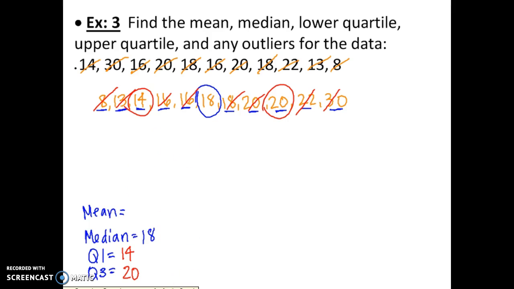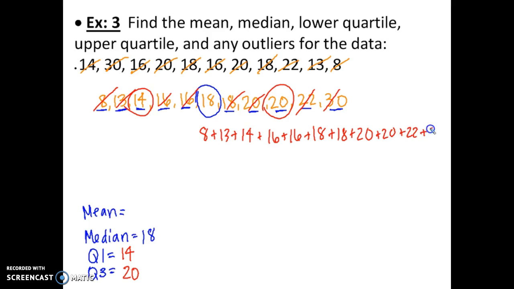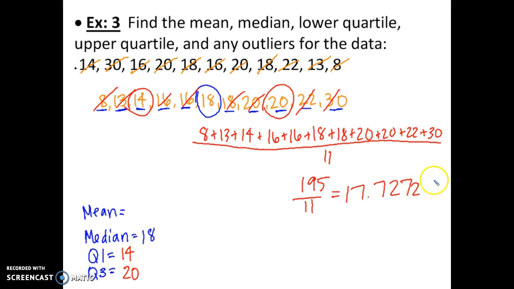Okay, to find the mean, we've got to add everything up and divide it. So we're going to say 8 plus 13 plus 14 plus 16 plus 16 plus 18 plus 18 plus 20, plus 20 plus 22 plus 30, and divide it by how many we have. So if we count all these up, it looks like we have 11. And when we add up the entire numerator, we get 195. And then we divide that by 11, we get 17.7272, and so on. So if I round that to the tenths, our mean is 17.7.